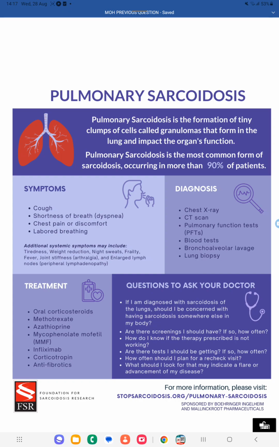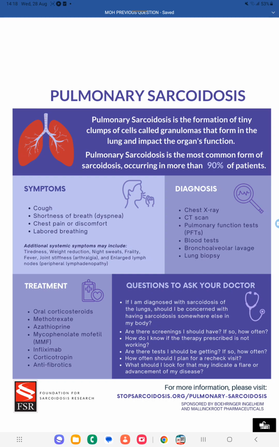Along with the pulmonary symptoms, you can get joint pain. Additional symptoms are tiredness, weight reduction, night sweat, frailty, fever, joint stiffness, arthralgia, enlarged lymph node, especially peripheral lymphadenopathy. So these are the main important symptoms of sarcoidosis.